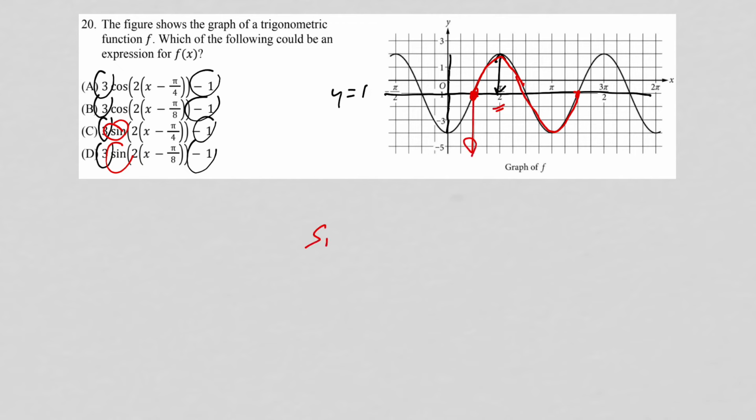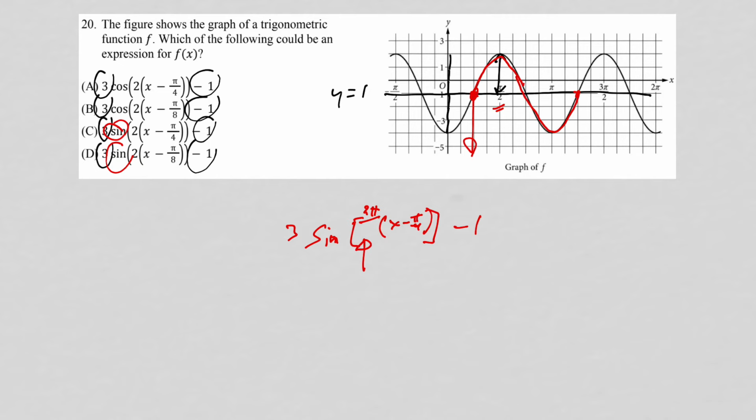So it would be 3 sine bracket. I'll deal with that in a second. The shift would be to the right, so it would be x minus pi over 4. Now the number in here is going to be 2 pi over whatever the period is. And the period of this is pi.